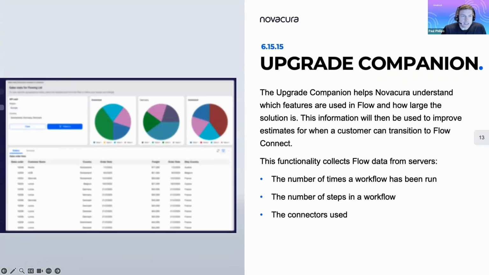In our most recent release, which is 6.15.15, we've added the Upgrade Companion. The Upgrade Companion helps us, Novacura, analyze which features are being actively used in Flow Classic to assess the overall size of the customer solution. We are able to collect a little bit of data from the servers, such as workflow execution frequency, the number of steps in a workflow, and the connectors in use. This ultimately helps provide a more accurate estimate for transitioning customers to Flow Connect. It gives us a deeper understanding and allows us to streamline the migration process, ideally minimizing disruptions and ensuring a smoother and more efficient experience for our customers as they choose to upgrade. So if you haven't upgraded to 6.15.15, we strongly suggest it, and therefore we can provide you a better estimate of what it would take to get you to Flow Connect.